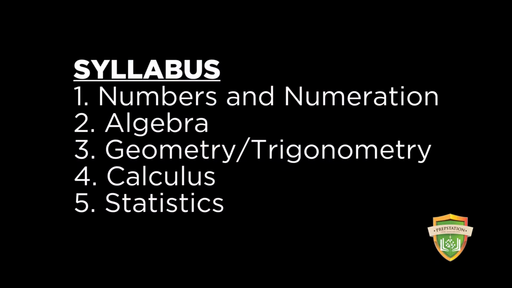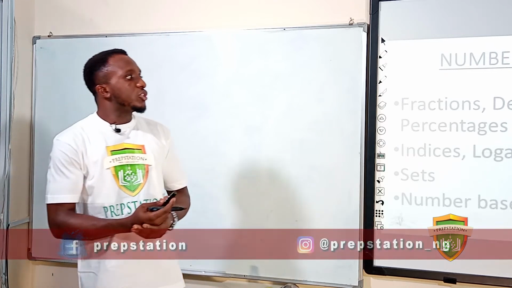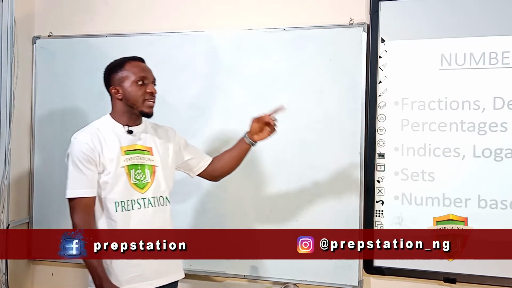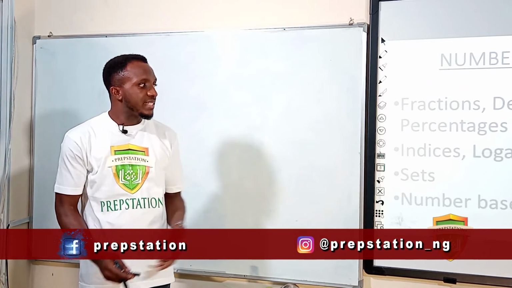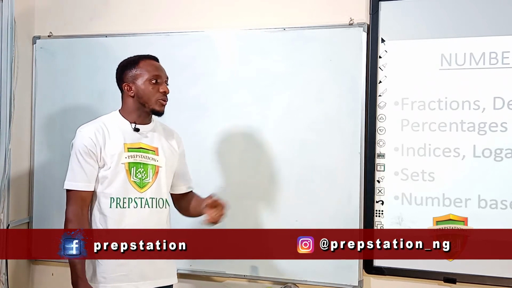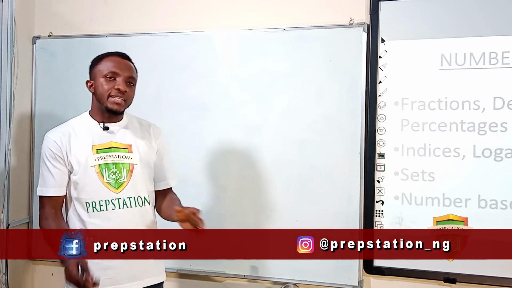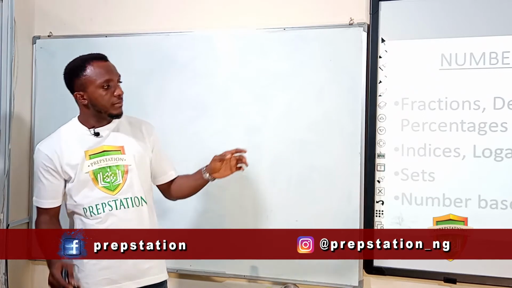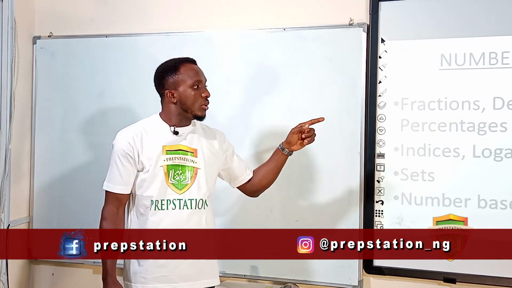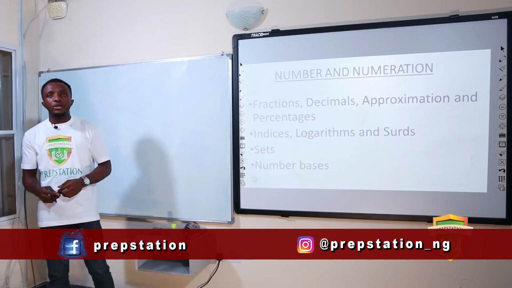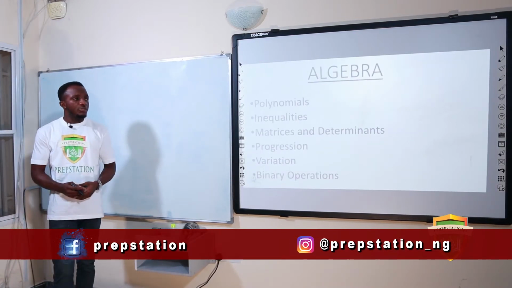The syllabus is divided into 5 sections. We have number and numeration, algebra, geometry or trigonometry, calculus, and statistics. Now for number and numeration, we have the following topics: fractions, decimals, approximation and percentages, indices, logarithms, and surds, sets, and number bases. Now, because of the constraint of time, I am going to teach you logarithms under number and numeration.